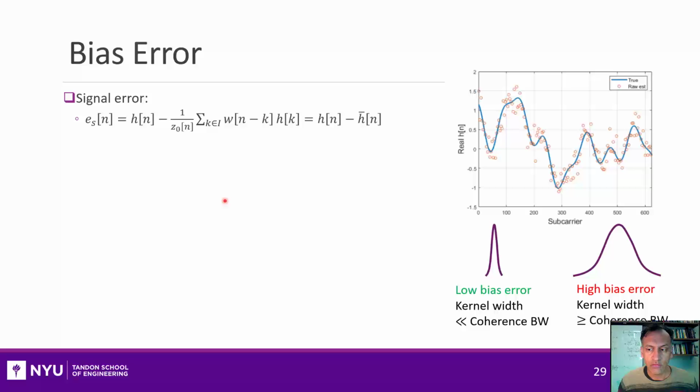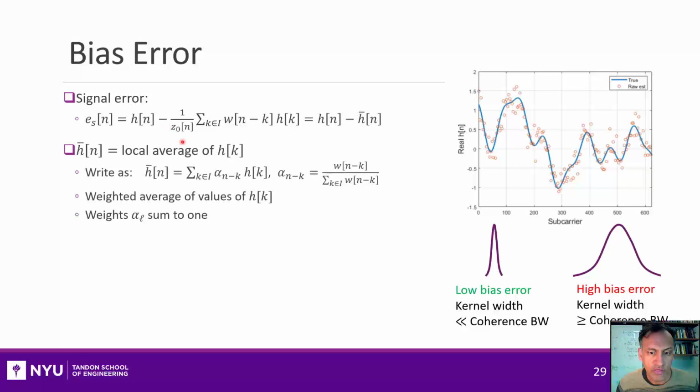All right, now let's look at the bias error. So the bias error, remember, is from the signal component, and it's the true signal minus this value here. But we can rewrite this as h minus h bar, where h bar is given by this expression, and where these alphas are given here. Now, what's the impact of this? Well, you can see here that these alphas always sum to 1 because of the numerator. You just look at the numerator and denominator here.